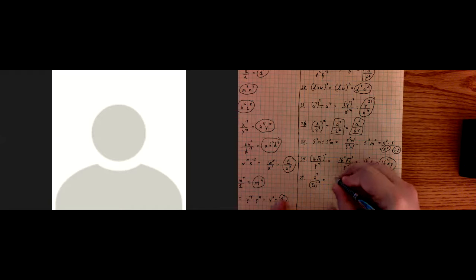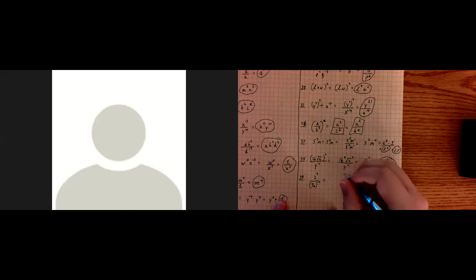39. For 39, we have 2 cubed over 3a negative second power. For this one, I'm actually going to use a trick that you can use. You can simplify the negative power first. So I'm going to do that.